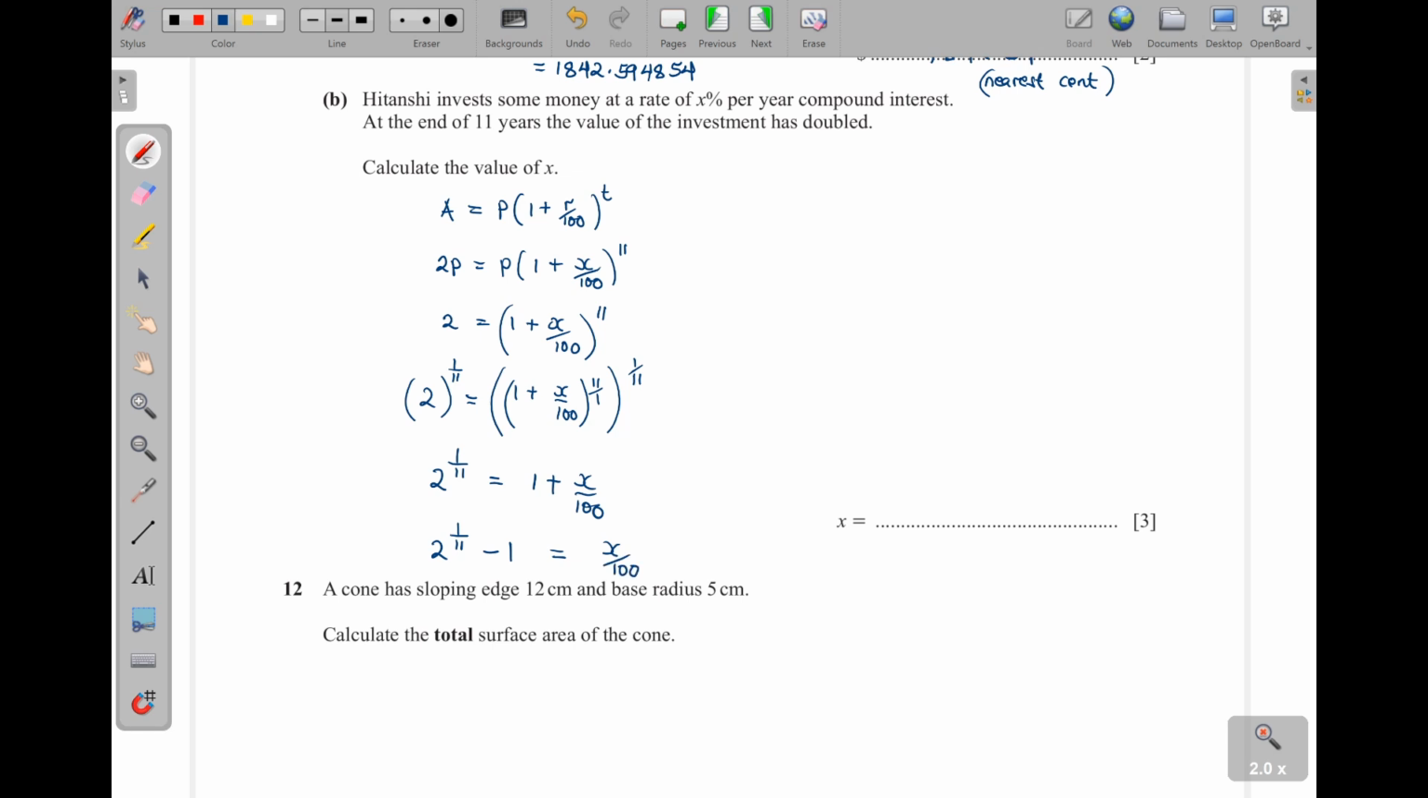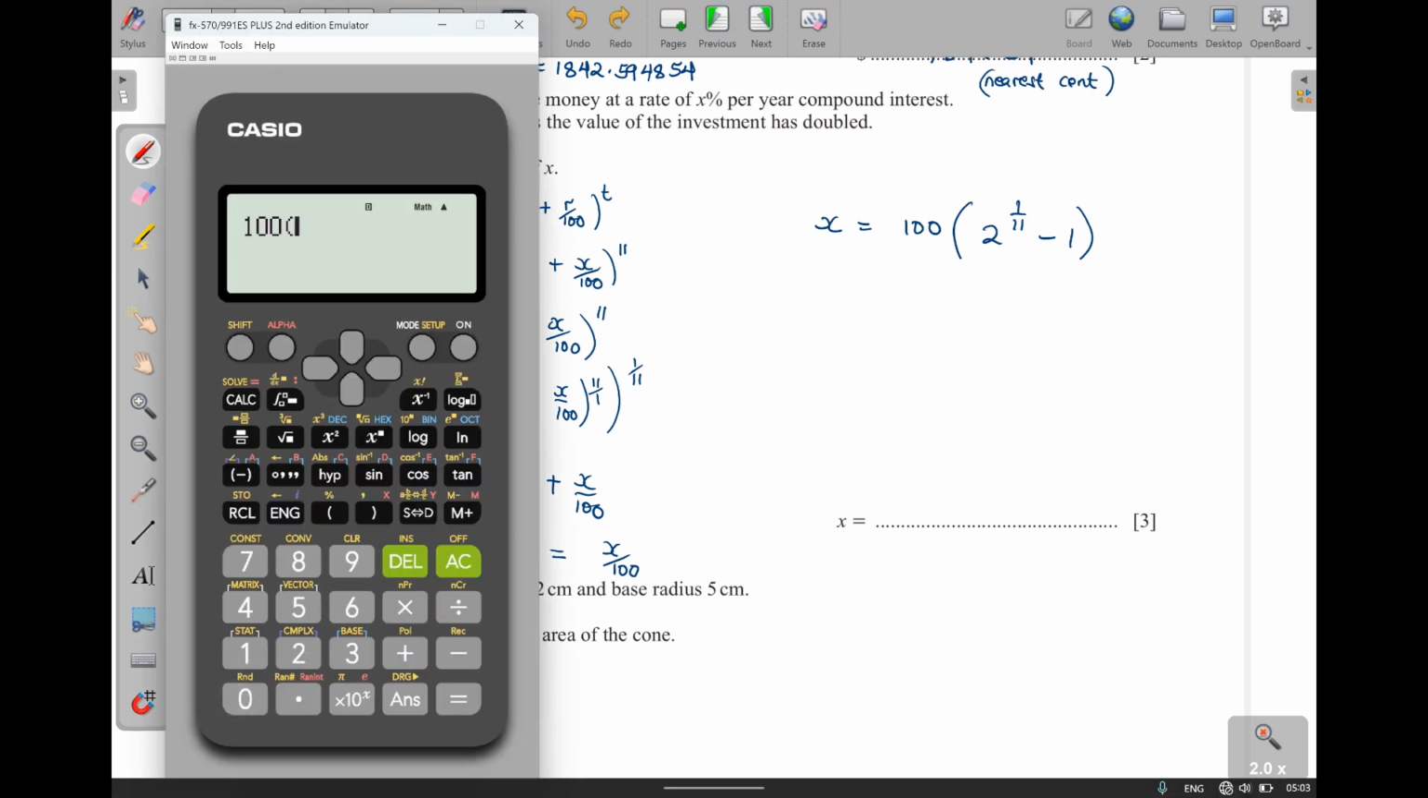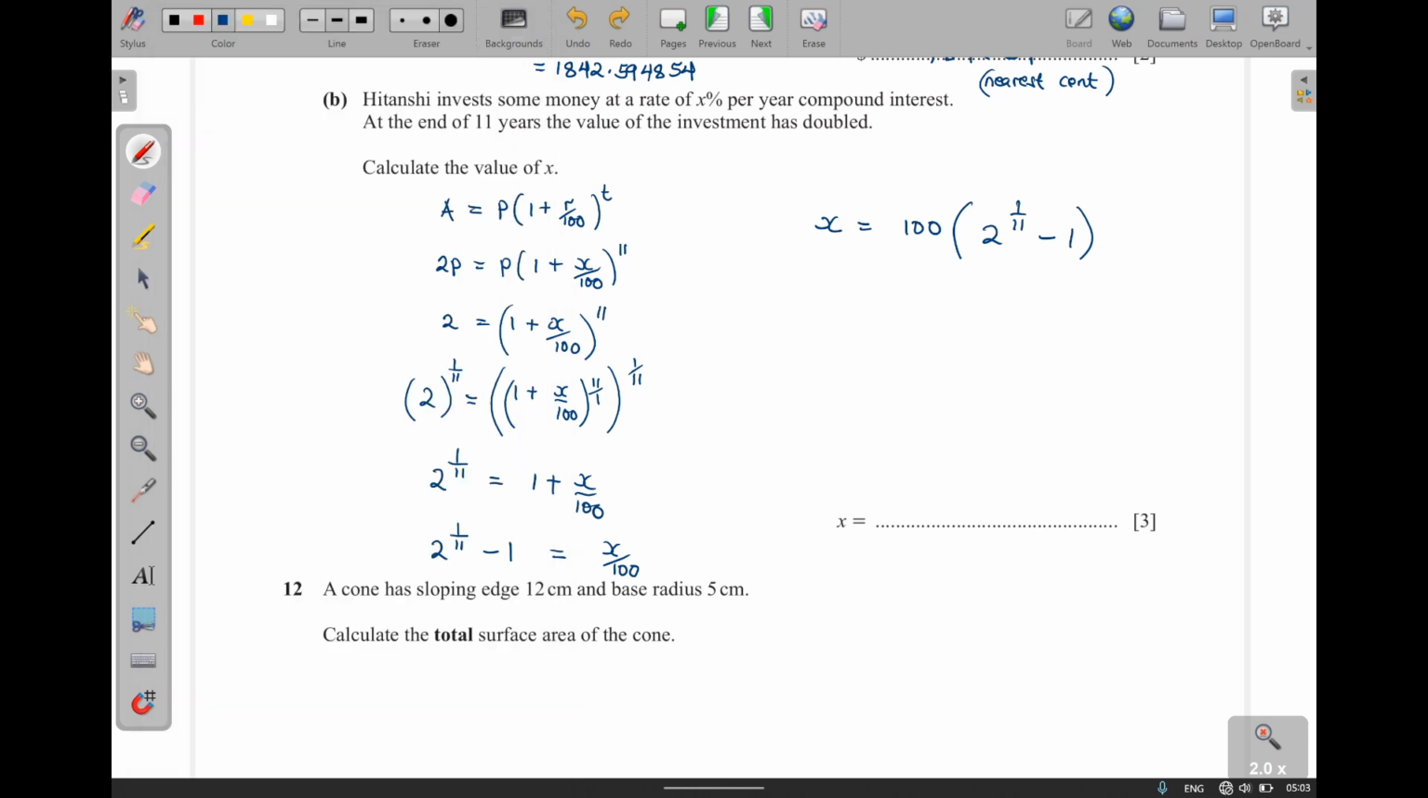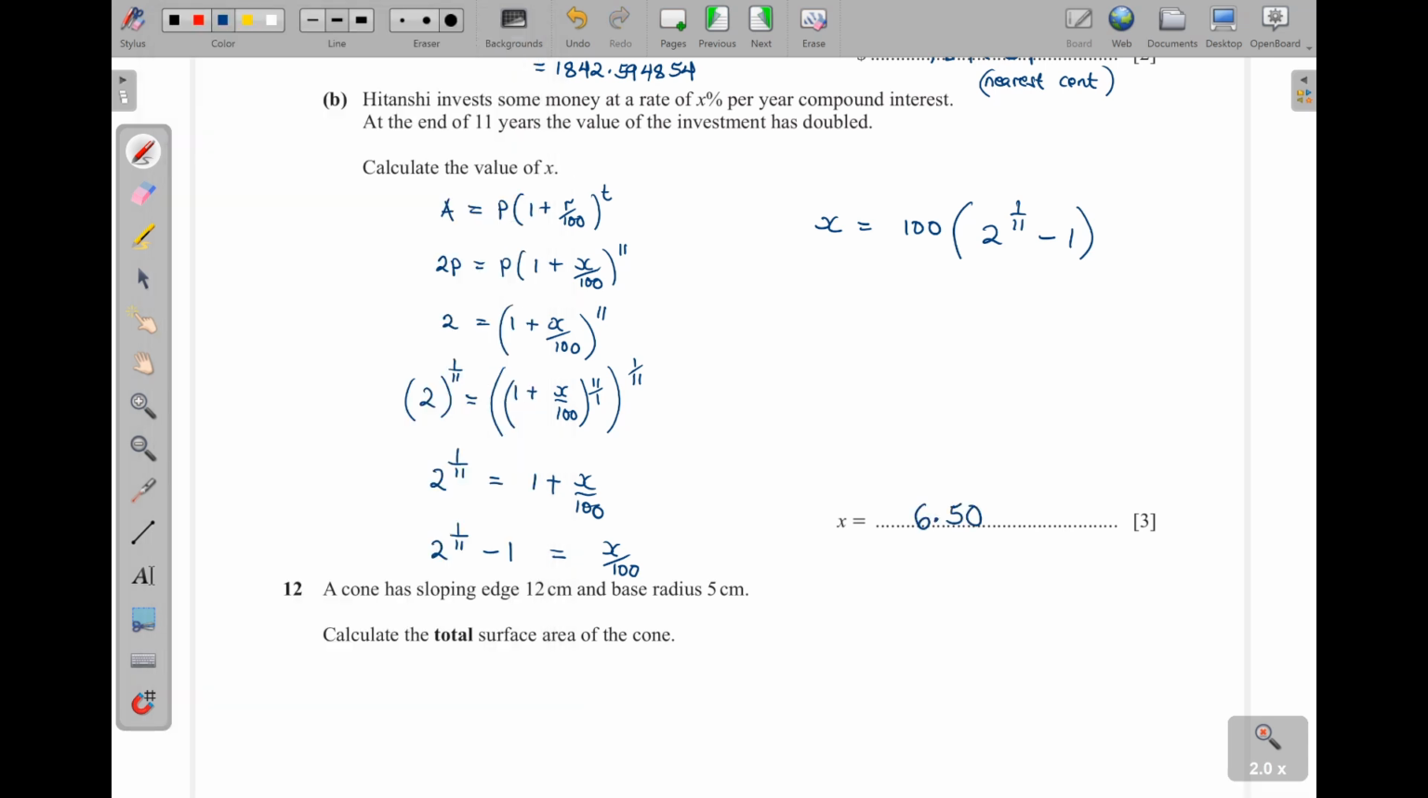That means everywhere I will multiply by 100 to do away with this. Remember, division is undone by multiplication. So my X here is going to be 100 into 2 to the power of 1 over 11, then minus 1. So we put all of this in the calculator and we get the answer. 100 into 2 to the power of 1 over 11, then minus a 1 here. That is 6.50, to three significant figures.